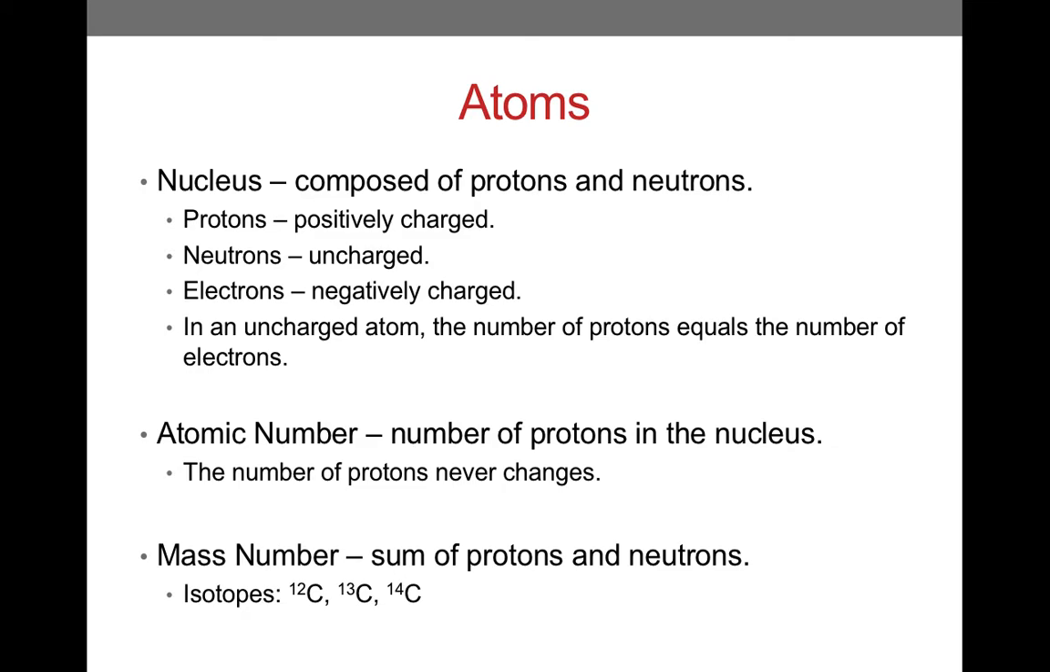We can tell how many protons an atom has by looking at its atomic number. The number of protons in an atom never changes. However, the number of neutrons can change to give various isotopes.